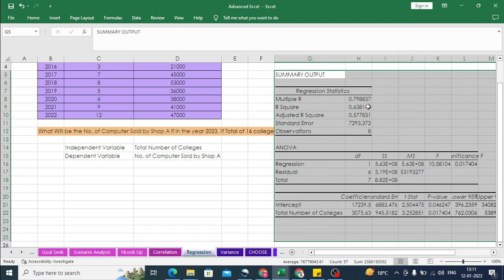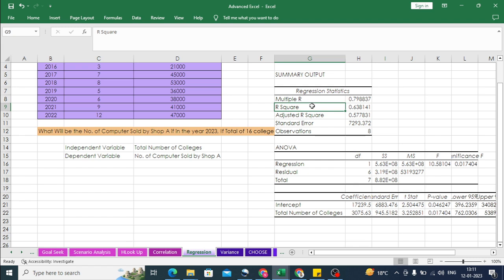Since there are a lot of values you can see on your screen, the important value would be R squared. R squared value is 0.63, which shows that there is a relationship between total number of colleges in the city and total number of computers sold by shop A.